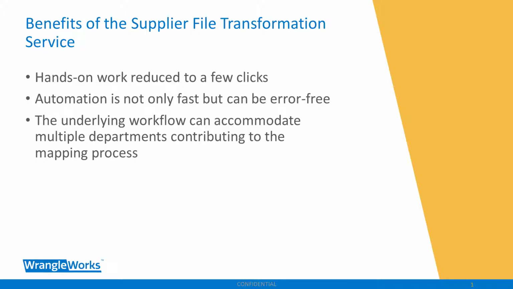Well, that's it for the demo. We'll conclude by summarizing the benefits of the Supplier File Transformation Service. As you saw, the work from the user point of view is reduced to a few clicks up front to map the columns, and then in the end to retrieve the file and use it for their process. Automation is not only fast, but should be error-free once the system is set up properly.